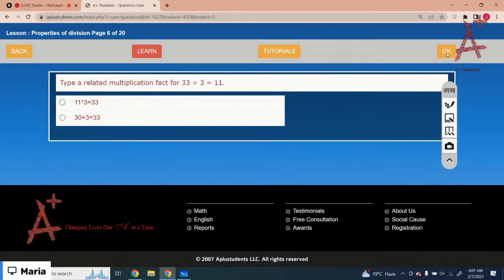Okay, the next one is type a related multiplication fact. 33 divided by 3 equals 11. So which one is related? The first option or the second option? Which option is the correct one? Very good. The first one, because multiplication and division are opposite to each other. Got it? So it is 11 times 3 equals 33.